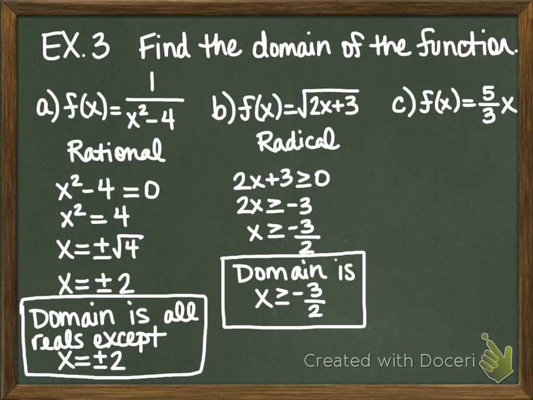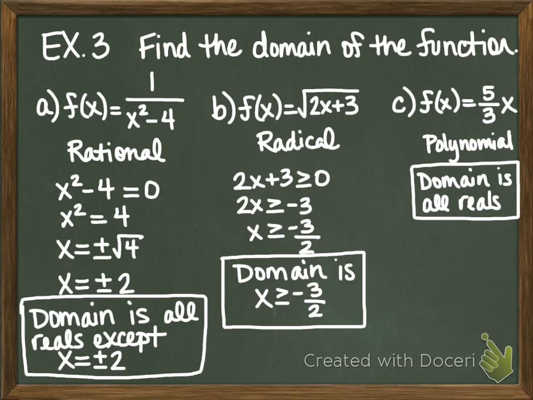And then last, f of x equals 5/3 x. So I know this has a fraction in it, so you might think it's a rational function, but the x is not in the fraction. It's 5/3 times x. So this is actually a polynomial function. And the domain for a polynomial function is all real numbers. I can plug in any number that I want for x, and it's always going to give me a real answer.